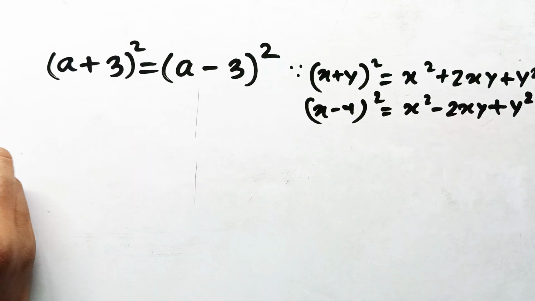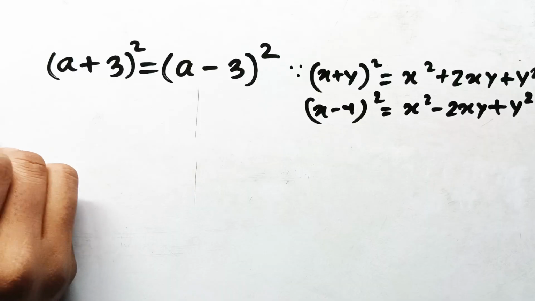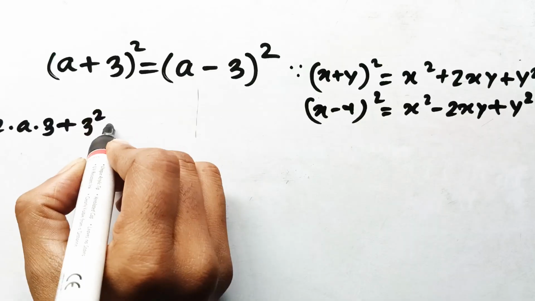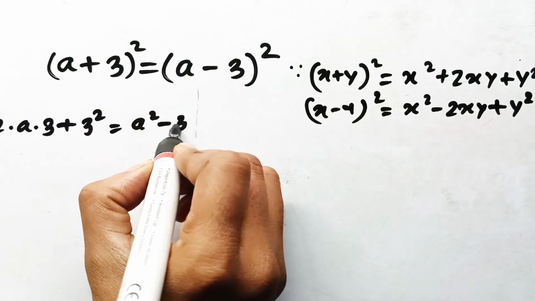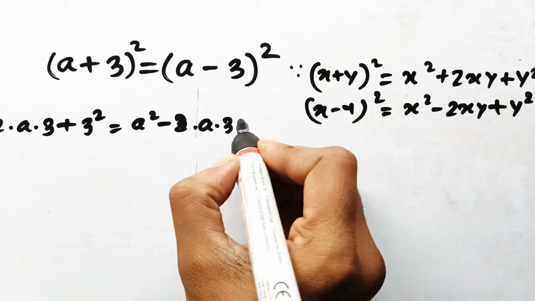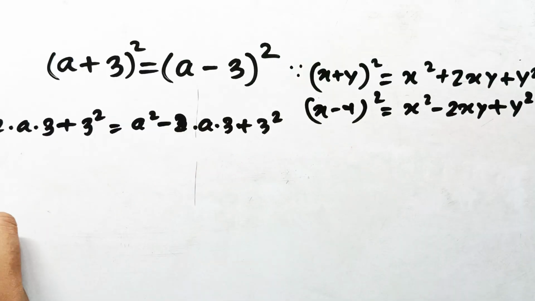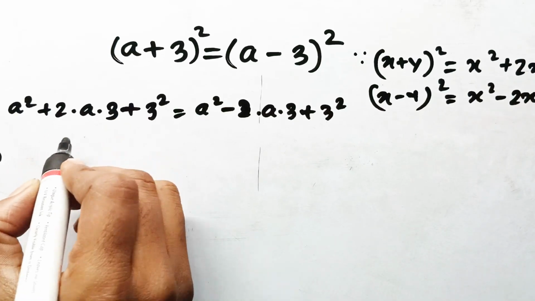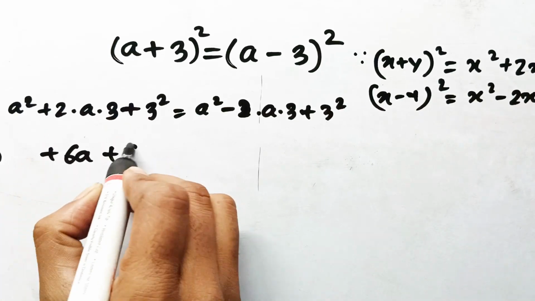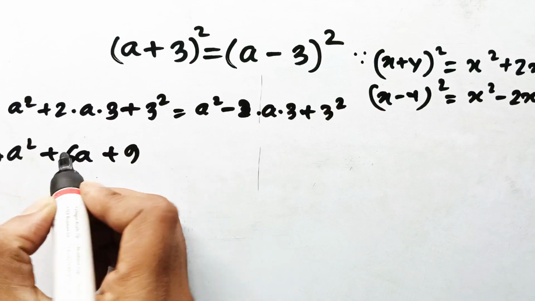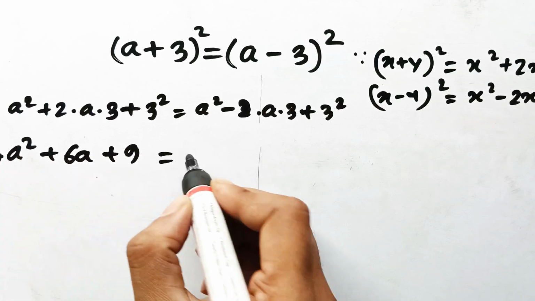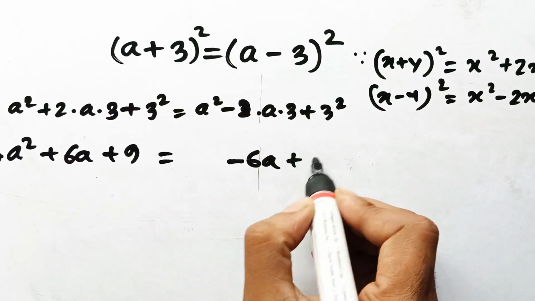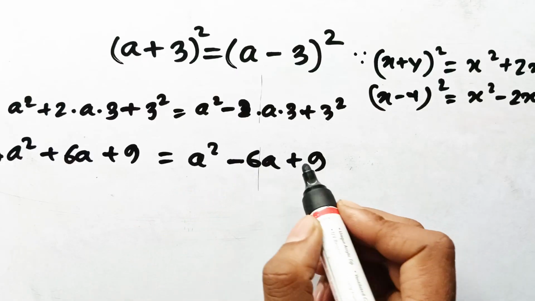On the left side, applying the formula gives us a squared plus 2 multiplied by a multiplied by 3 plus 3 squared. And on the right side, we get a squared minus 2 multiplied by a multiplied by 3 plus 3 squared. Now let's simplify these terms step by step. So on the left, 2 times a times 3 becomes 6a, and 3 squared becomes 9. So we have a squared plus 6a plus 9. And on the right side, negative 2 times a times 3 becomes negative 6a, and 3 squared is 9, giving us a squared minus 6a plus 9.